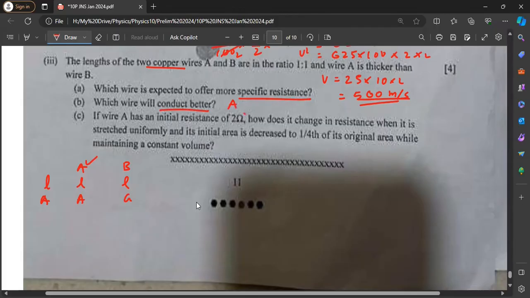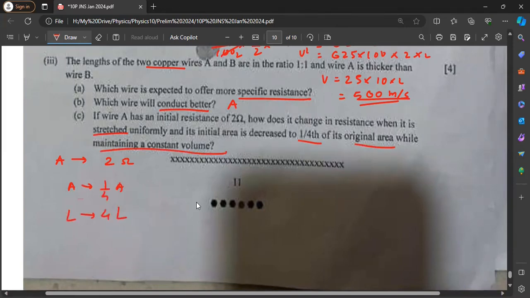If A has an initial resistance of 2 ohms, how does its resistance change when it is stretched uniformly? Okay, so I'm just going to erase this. We are talking about only A. A has a resistance of 2 ohms and now it is stretched uniformly and its initial area is decreased to 1/4, maintaining a constant volume. So if the cross section area becomes 1/4, then the length will become 4 times. So that means the new resistance will be 16 times the original resistance. So 16 into 2, that is 32 ohms.